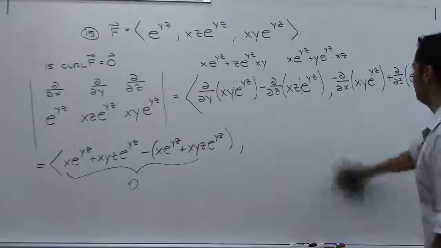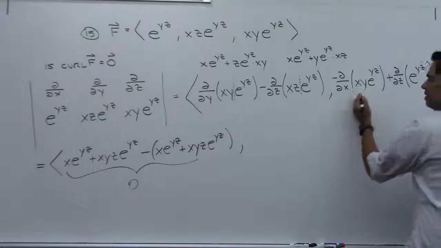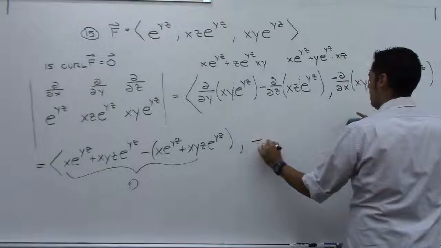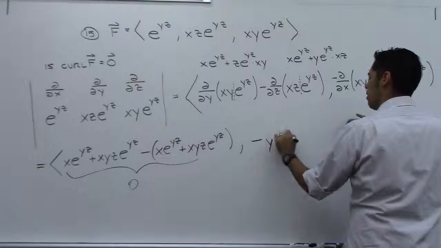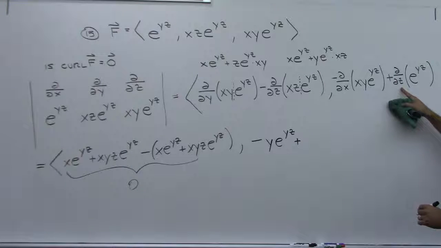Well, I just erased the last part I needed. Okay, partial with respect to x of this one. This one's easy, and it's negative. So negative y e to the yz plus the partial of this with respect to z.